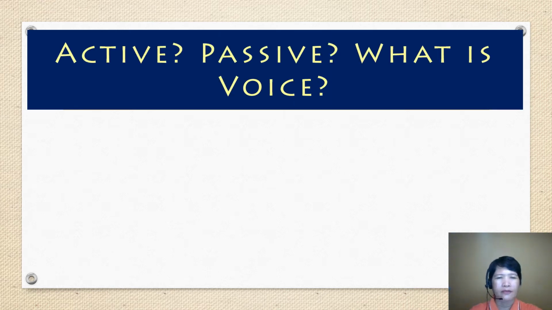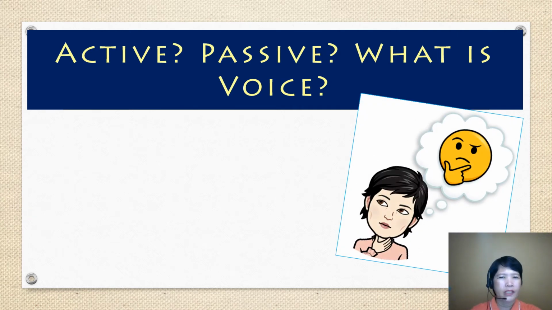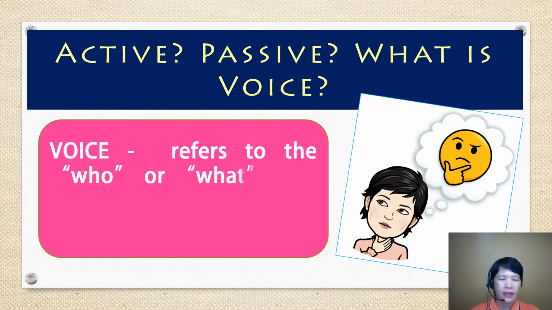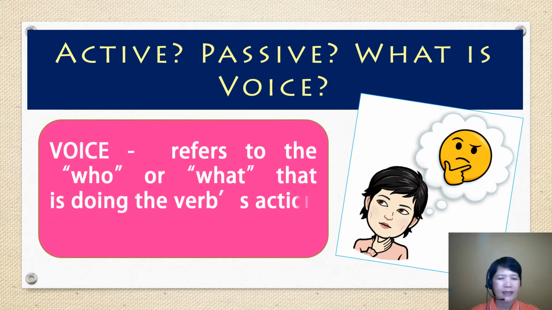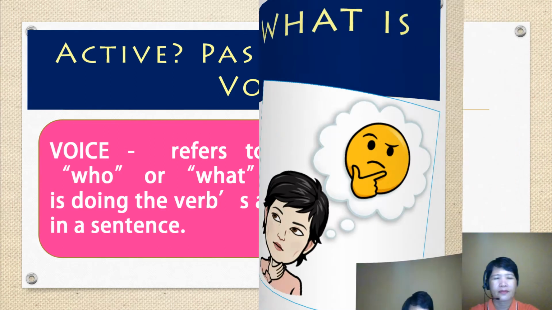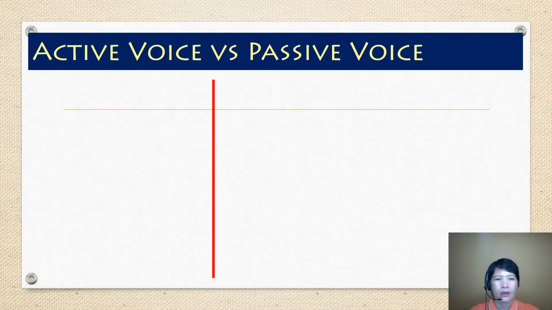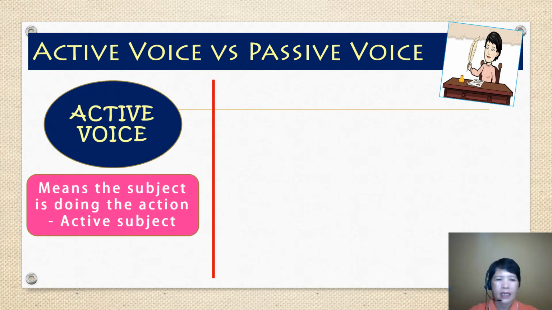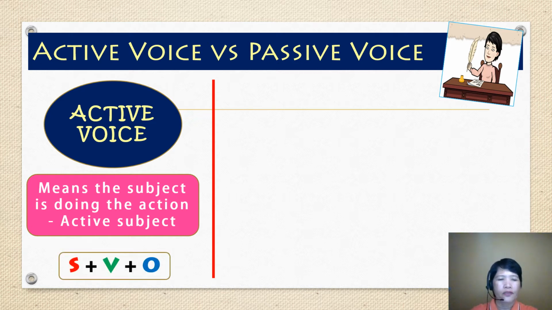What is active? What is passive? What is voice? Voice refers to the who or what that is doing the verb's action in a sentence. When we say active voice, it means the subject is doing the action. So this is the structure of an active voice. We have the subject, the verb, plus the object.